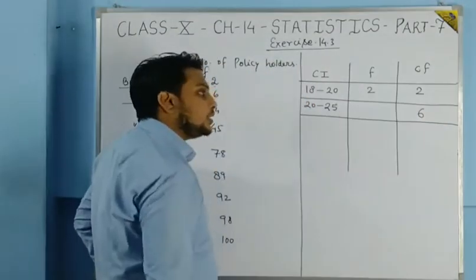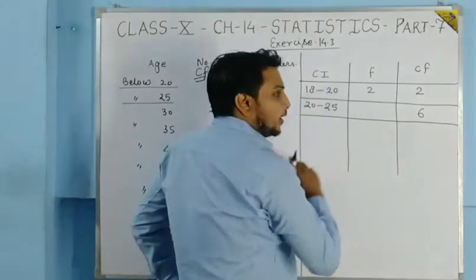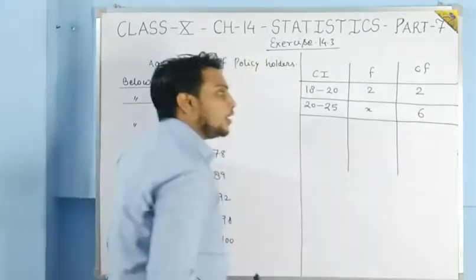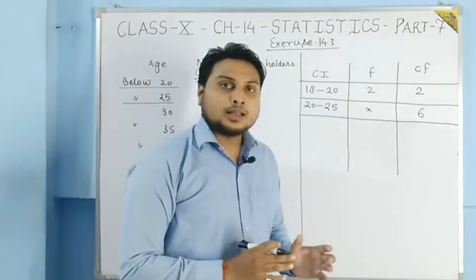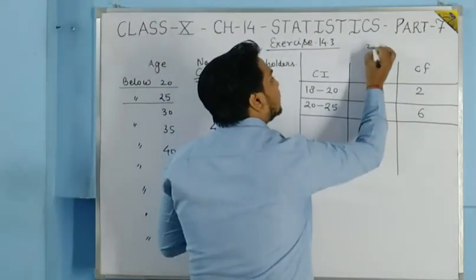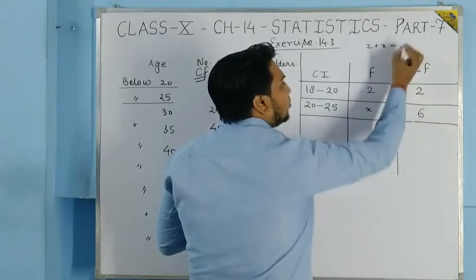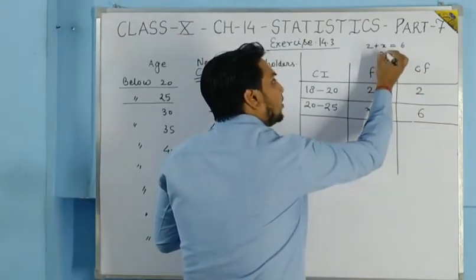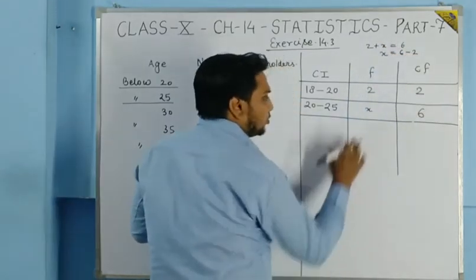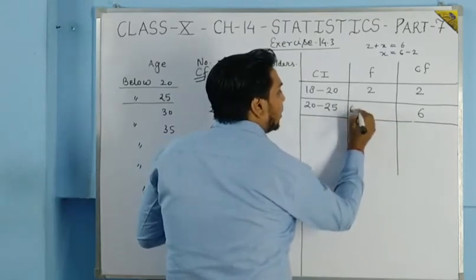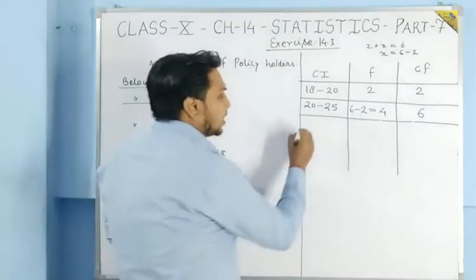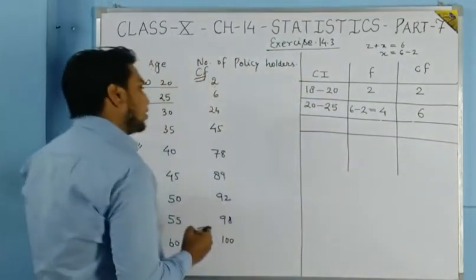How can we find the frequency, students? See, in the previous type of question we add this number and this number. Suppose for a while that here it is x. So if we add 2 plus x, then it should be equal to 6. So what will be the value of x, students? You have to subtract 6 minus 2. Means in this column, we get the value by subtracting the previous frequency, that is 4. Okay students, like this we will prepare the whole table.